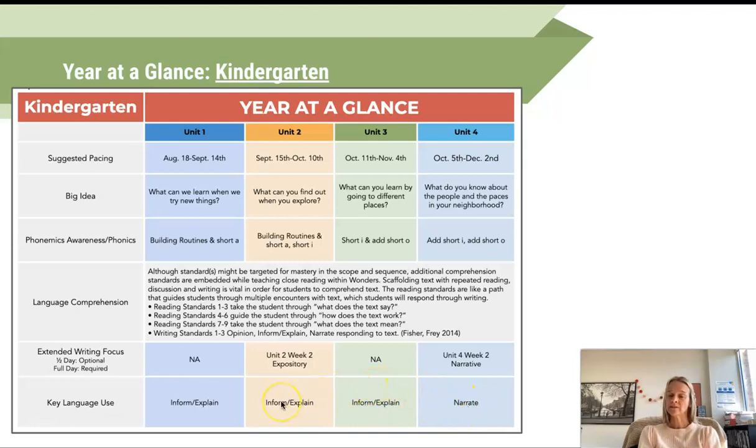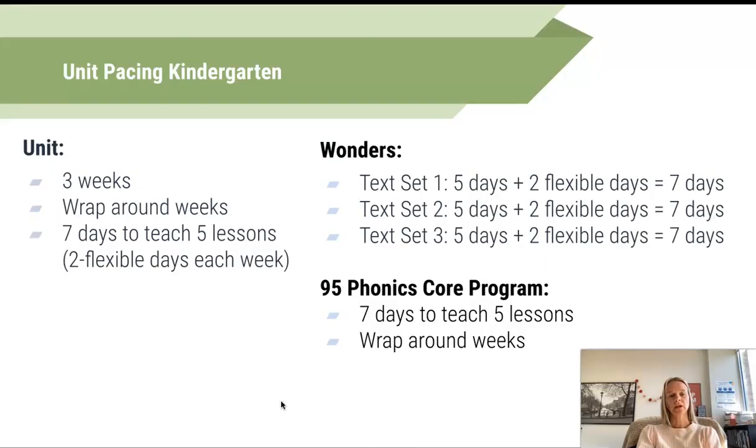You have 10 units, and I'll explain what that looks like for Wonders, but this is just one page to show you that year at a glance, that bigger picture of what Wonders is going to be providing for us, what 95 Core is going to be providing for us, and what it looks like at that big picture. So your unit pacing for kindergarten, for your unit in Wonders, you have 3 weeks per unit.